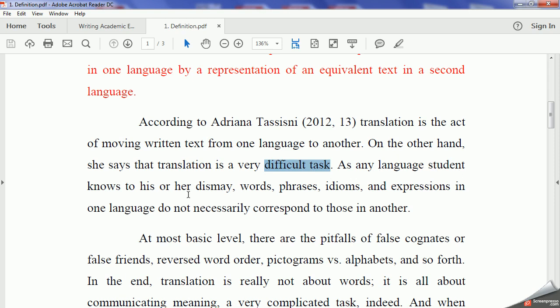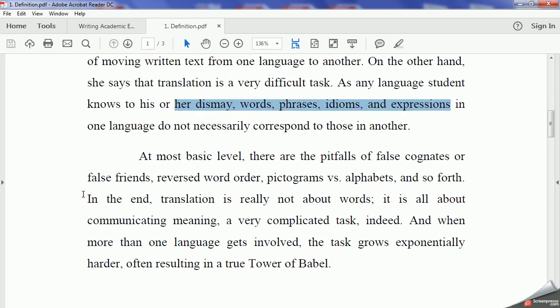As any language student knows to his or her dismay, words, phrases, idioms, and expressions are all important when you transfer one text from one language to another language. At the most basic level, there are pitfalls such as false cognates or false friends, reversed word order, pictograms, alphabets, and so forth. In the end, a translation is not really about words. It is all about communicating meaning.